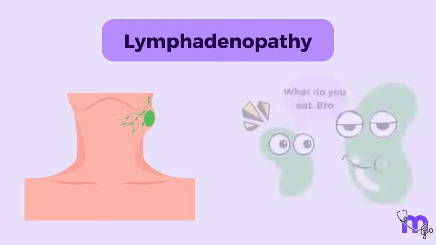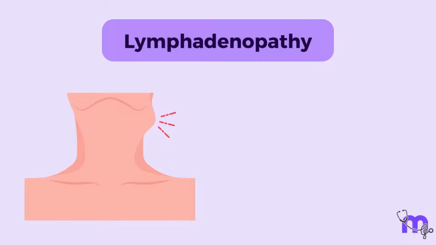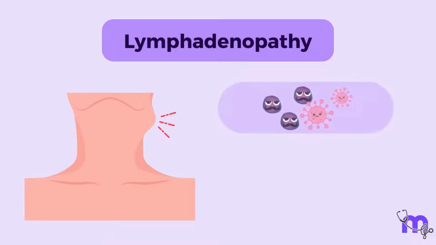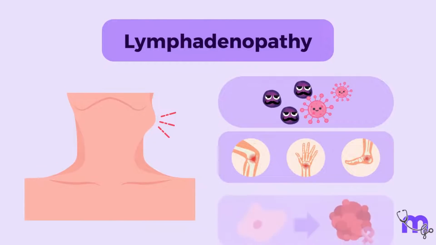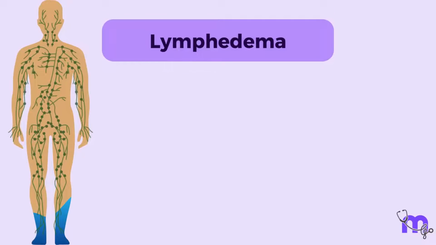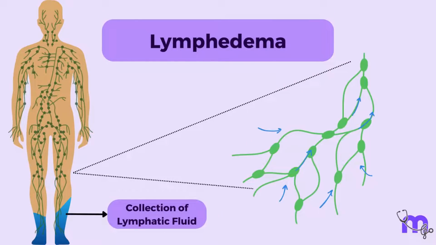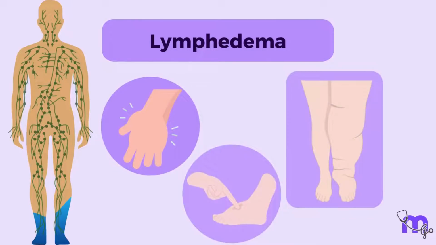Lymphadenopathy refers to the abnormal enlargement of lymph nodes. Clinically, it can manifest as swollen and palpable lymph nodes, often indicating an immune response to infection, inflammation, or malignancy. Lymphedema is a condition characterized by the accumulation of lymphatic fluid due to impaired lymphatic drainage. It typically leads to swelling, usually in the extremities.